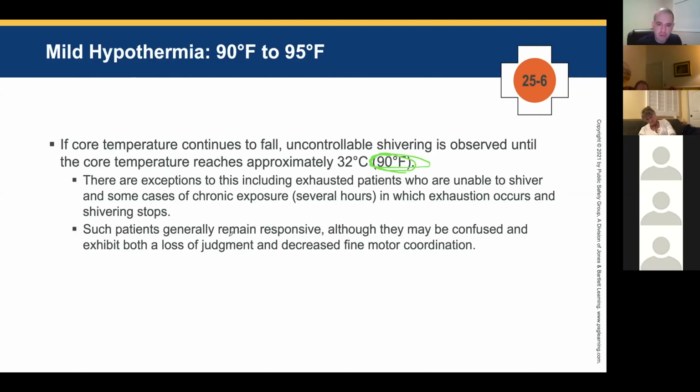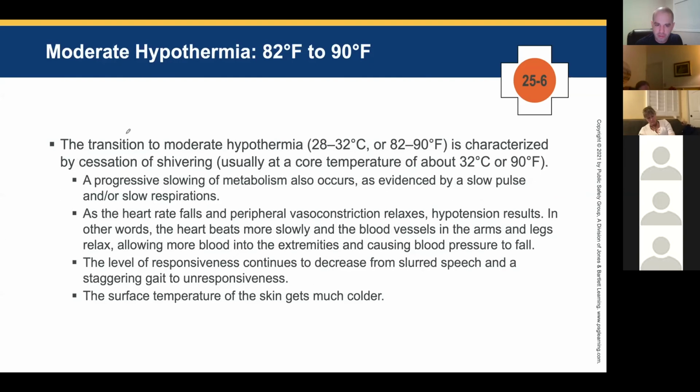And these patients generally remain responsive, although they may be confused and exhibit both a loss of judgment and decreased fine motor coordination. As hypothermia begins to set in, we have moderate hypothermia, and that's going to be 82 to 90 degrees Fahrenheit. It's characterized by the stopping of shivering, usually once the body temperature gets below 90 degrees. A progressive slowing of metabolism occurs as evidenced by slow pulse and or respirations. And as the heart rate falls and peripheral vasoconstriction relaxes, hypotension results.